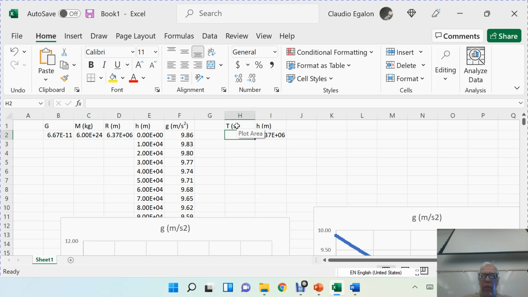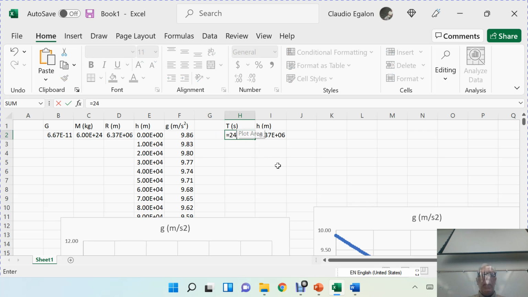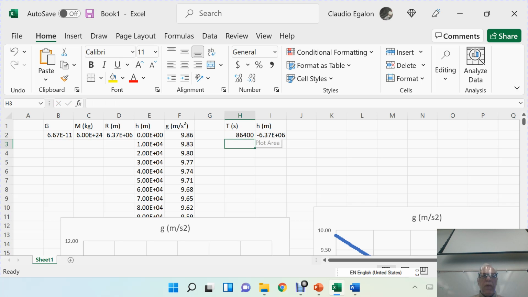It's 24 hours, right? 24 hours is the period of the satellite. But you want to have everything in seconds. Okay, 24 hours have 60 minutes. 1 minute has 60 seconds. 86,400. Why am I getting negative? Something wrong here.